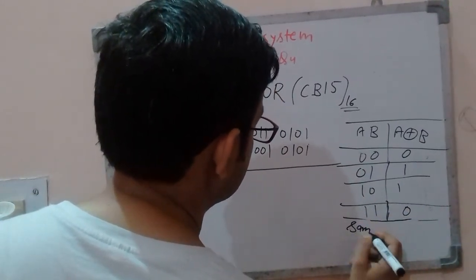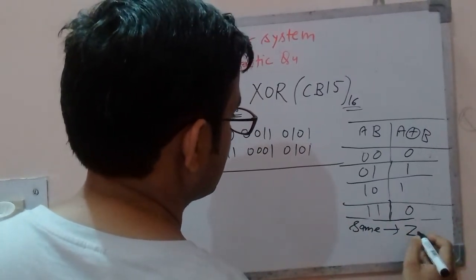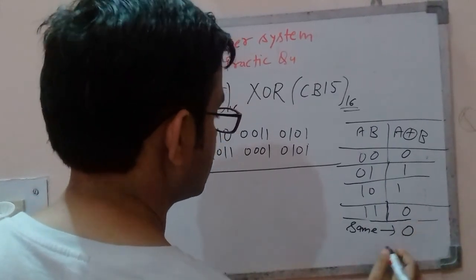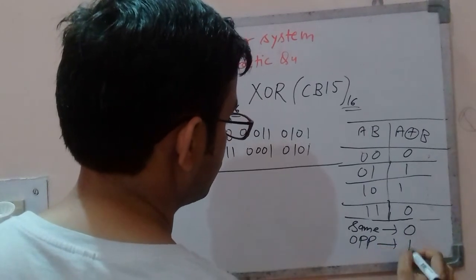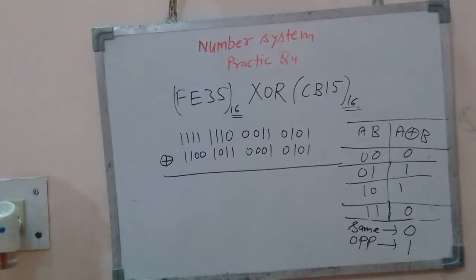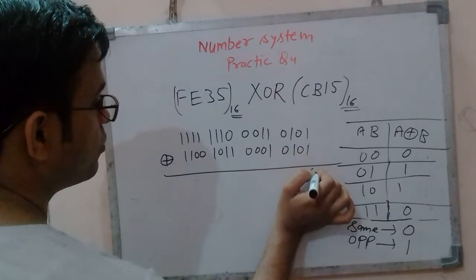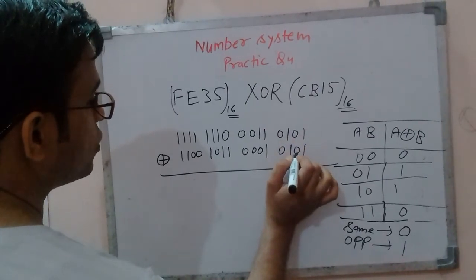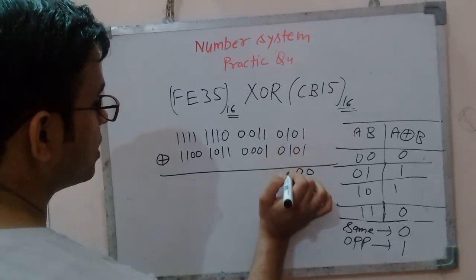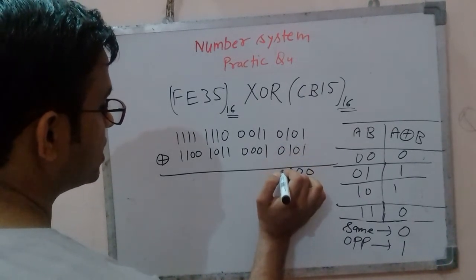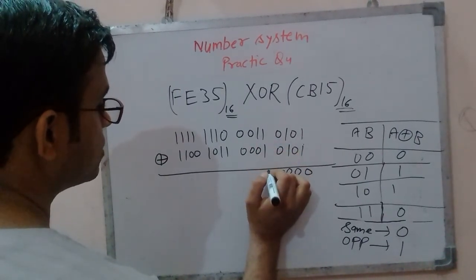So I told you, same input, either 0 or 1, that means you will get XOR as 0. If opposite inputs are there, that means one is 0, another is 1, then you will get output 1. So same 0, opposite 1. Very simple. 1 XOR 1, both are the same input, that means output 0. 0 XOR 0, both are the same, 0. 1 1, both are the same input, XOR 0. 0 0, both are the same, XOR output 0. 1 1, both are the same input, XOR output 0.